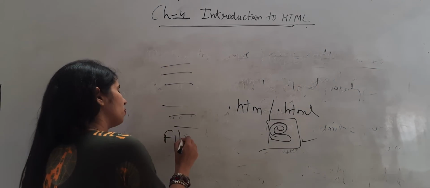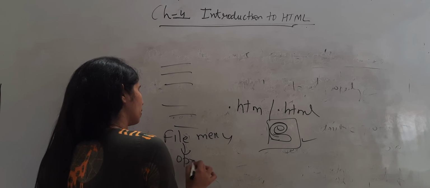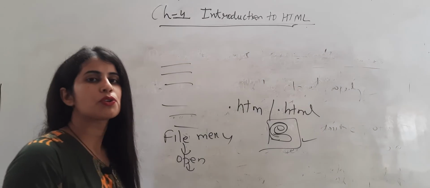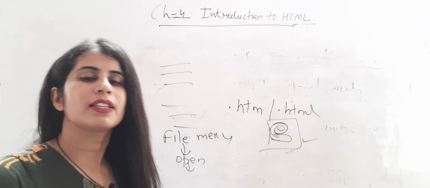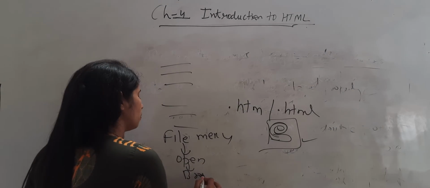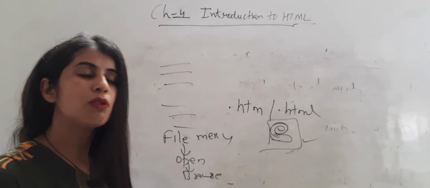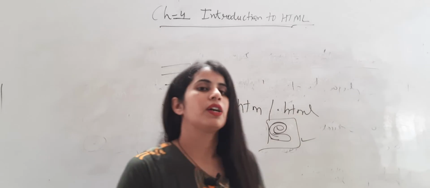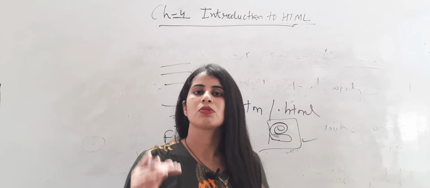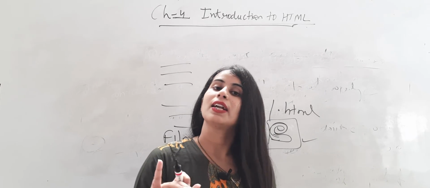Then you will click on the file menu. Then you will click on open. When you click on open, it will show you all the files. Select the file from where you have saved it. So you have to browse it. When you browse it, if the coding is done correctly, you are able to see the appearance of the text according to the tag that you have used.